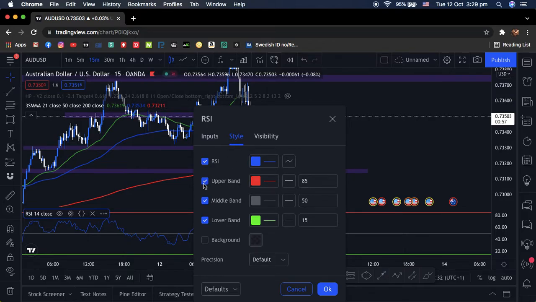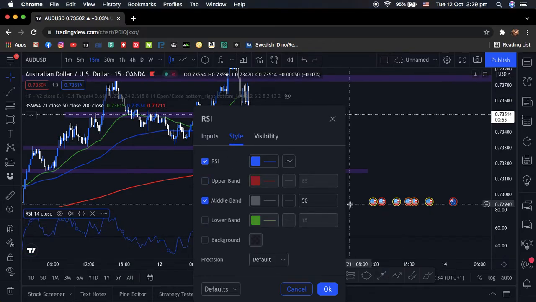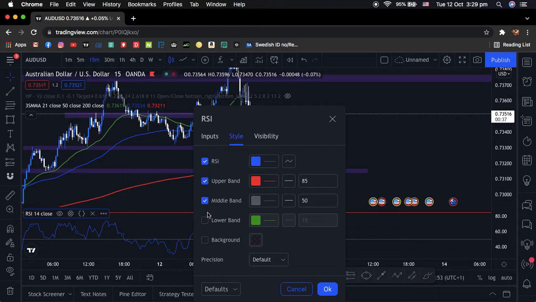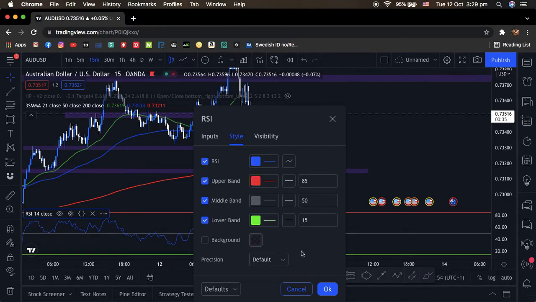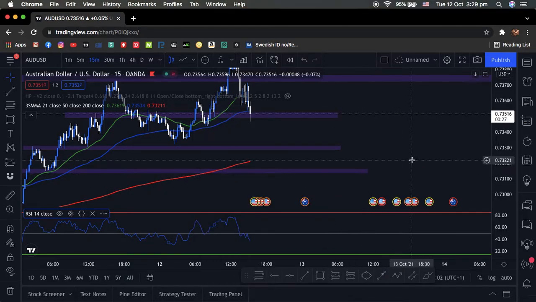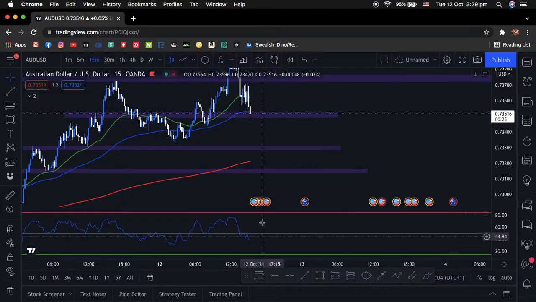Obviously you can untick these 2 and have just a middle line of a 50, and anything above the 50, if the RSI is above the 50, that means we're in bullish momentum. We're in a bullish market. If the RSI is below, that means that the momentum is bearish. This is kind of the correct way of using the RSI. I just have an 85 and a 15 because those are extreme oversold and overbought areas in the RSI.